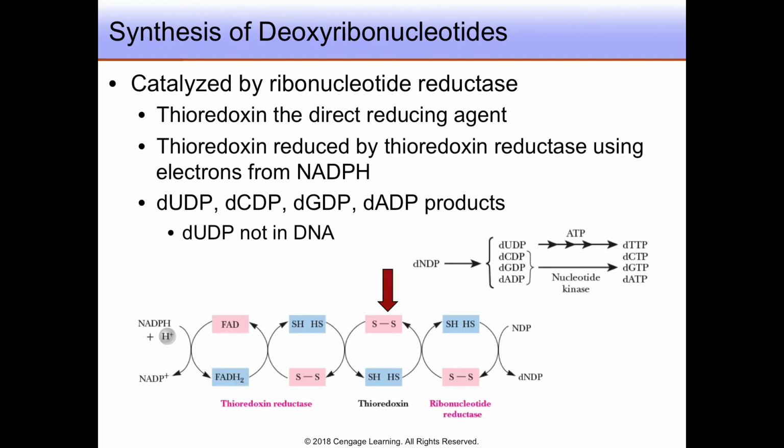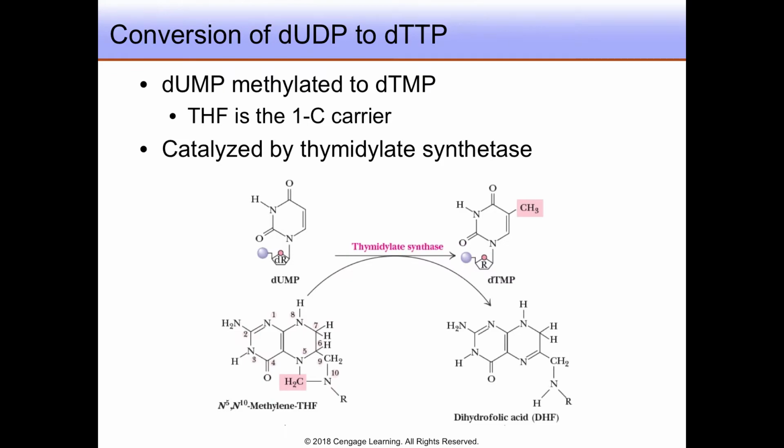Note, however, that deoxy-UDP is not found in DNA. Hydrolysis of dUDP gives dUMP, which is the substrate for the reaction catalyzed by thymidylate synthetase. It uses the one-carbon carrier THF to methylate deoxy-UMP to deoxy-TMP, as shown below.